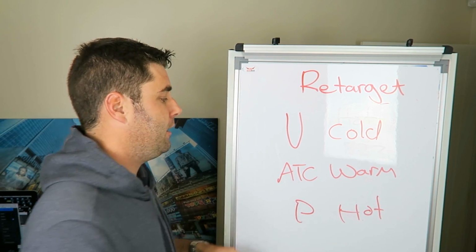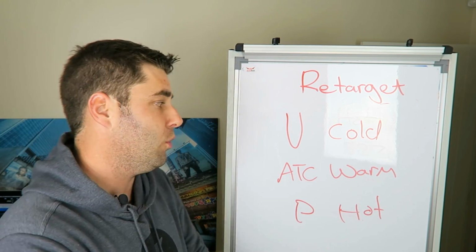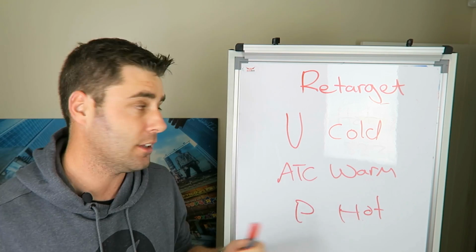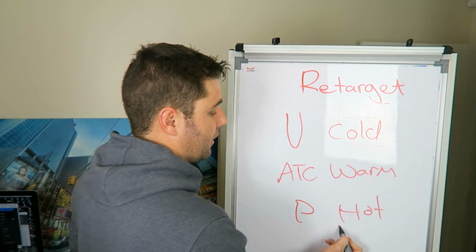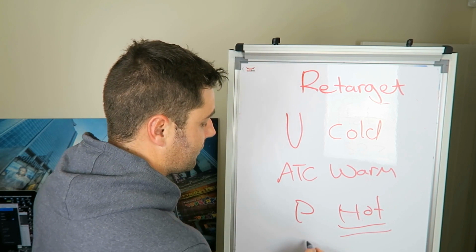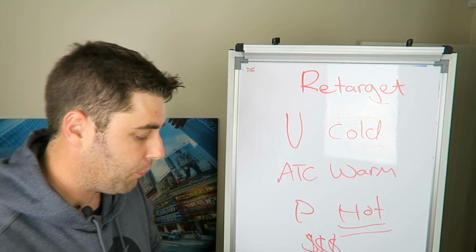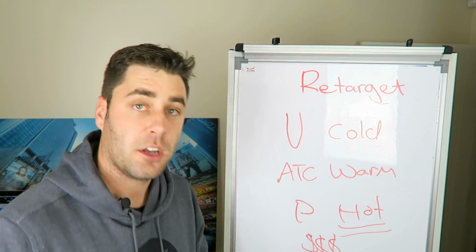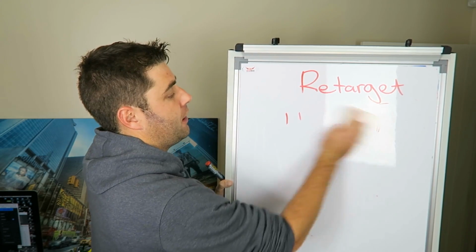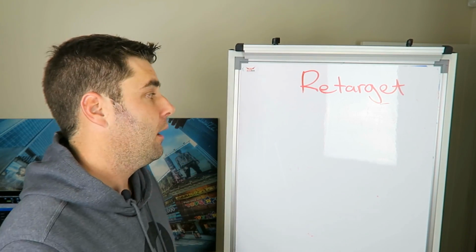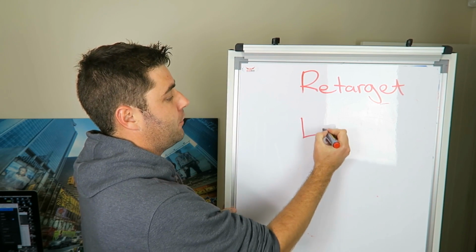Warm traffic is a bit easier to sell to, still not entirely easy, but it's easier than cold traffic. And then purchases, hot traffic, is my favorite because it's easy to sell and you can usually sell higher ticket products. So for example, let's say you have a fishing store and you've sold someone a pack of lures.